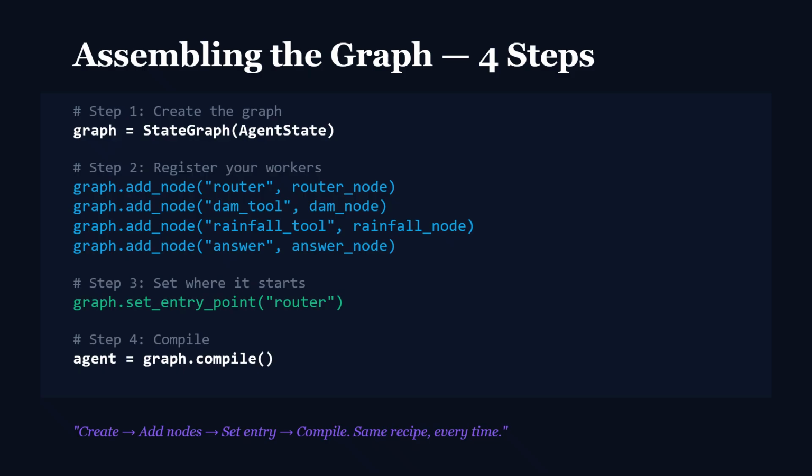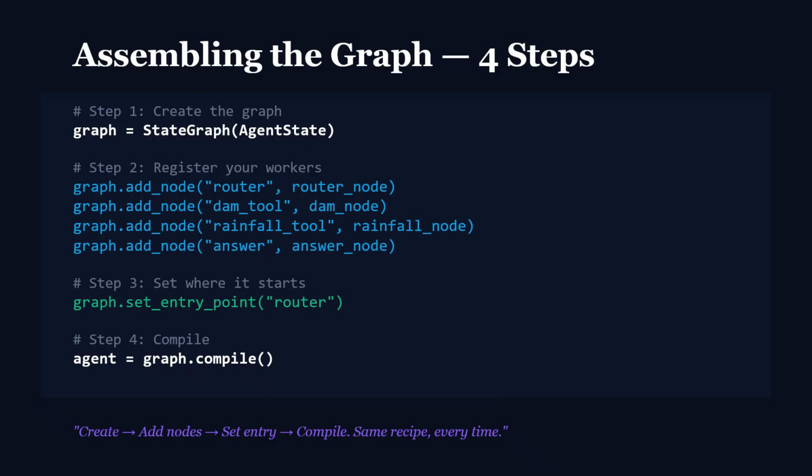Step 3. Set the entry point. Which node runs first? Every graph needs exactly one entry point. In our case, the router always runs first to classify the question. That is graph.set_entry_point("router"). Step 4. Compile. This converts your graph definition into a runnable agent. After this, you can call agent.invoke() just like you called chain.invoke in LangChain.